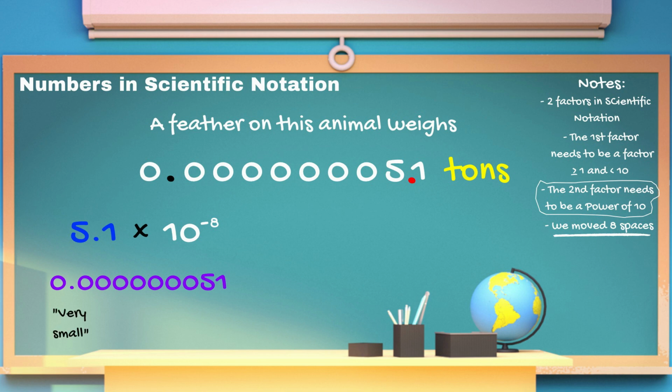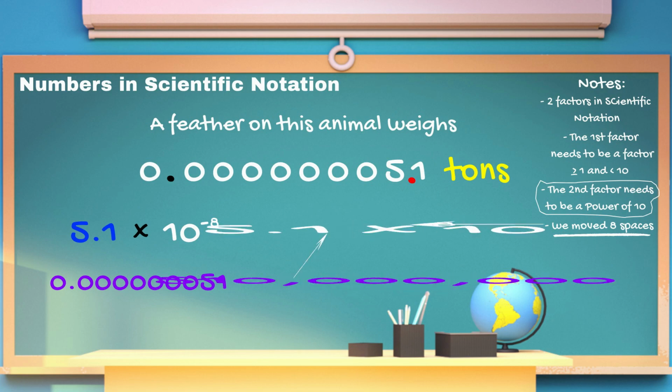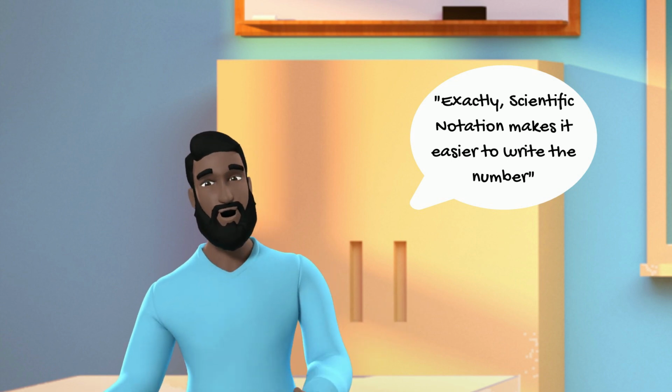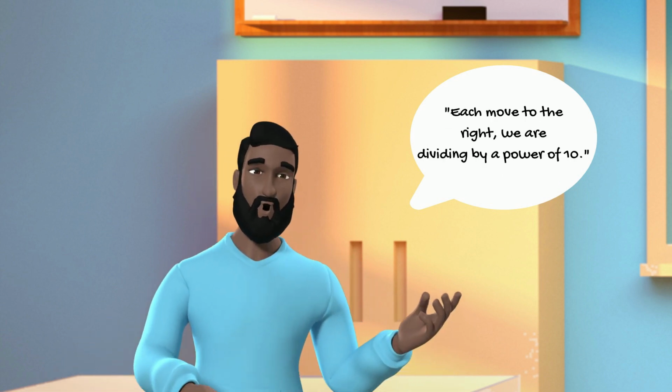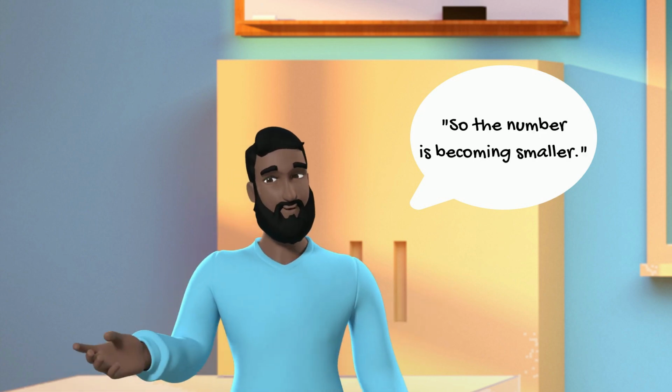Very small. Right. So if we said the exponent was positive 8, that means we're multiplying 5.1 times 10 to the 8th power. That would make the number 510 million. Is that our original number? Nope. Exactly. Scientific notation makes it easier to write the number, but without changing the value. Each move to the right, we're dividing by a power of 10. So the number is becoming smaller.